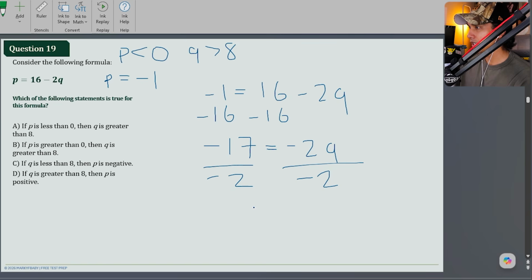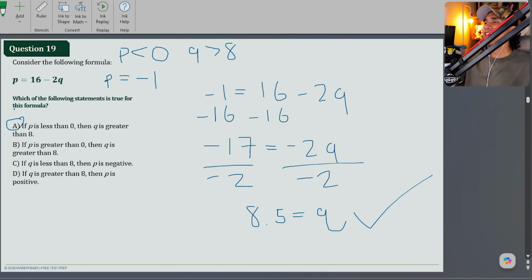And I believe it's going to be 8 1/2, or 8.5, equaling Q. And then it says Q greater than 8. And we, in fact, have found the correct answer. Maybe I should not make A the right answer, because I will test all the answer choices below it, for the sake of the video.